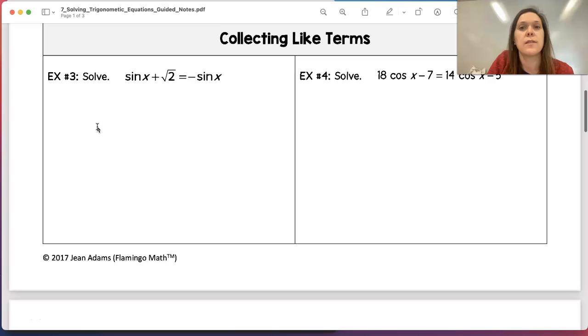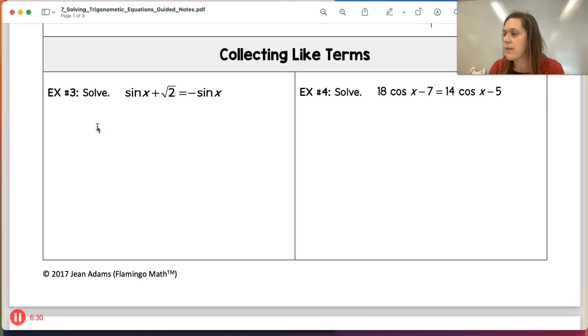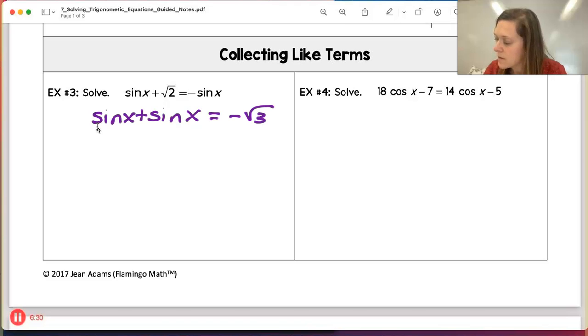All right, so let's go ahead and solve these equations by collecting like terms. So I have the sine of x plus the square root of 2 is equal to the negative sine of x. So again, I could graph the left side, graph the right side, and see where they intersect on my calculator, but it's not going to give me exact answers. So let's go ahead and solve it by collecting all the sines on one side. So I'm going to move that negative sine x over by adding it, and I'm going to subtract that square root of 2 over, square root of 2, not 3.